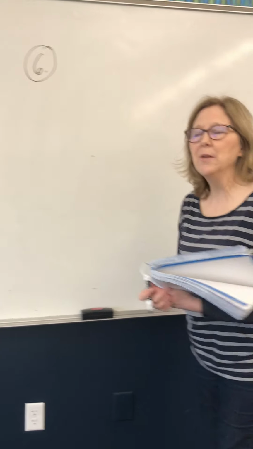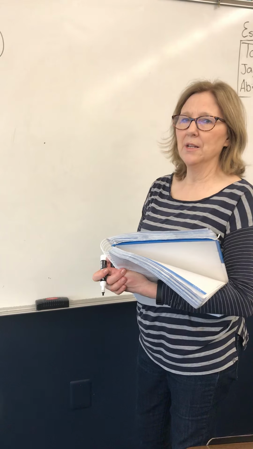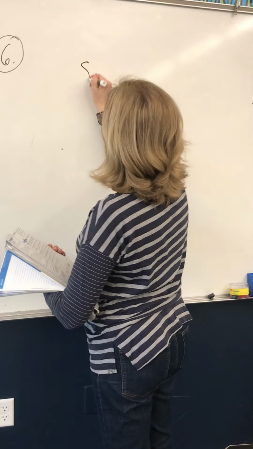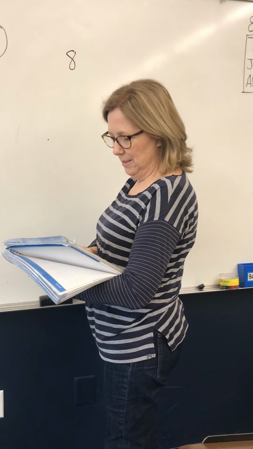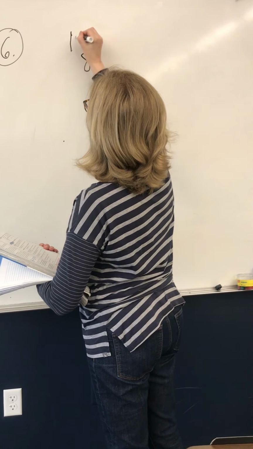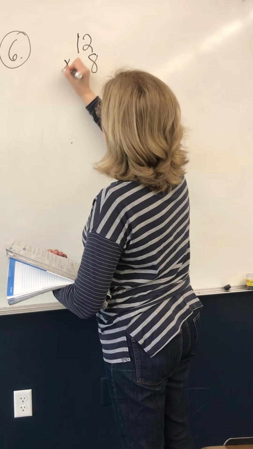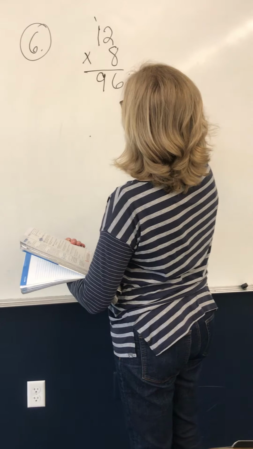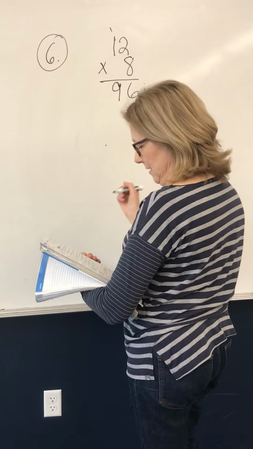Well, first of all, think about it. How many sides does an octagon have? 8, that's right. So we need number 8, and each side is 12 inches long. So we just take 12 times 8. 96. Don't forget to label. 96 inches.